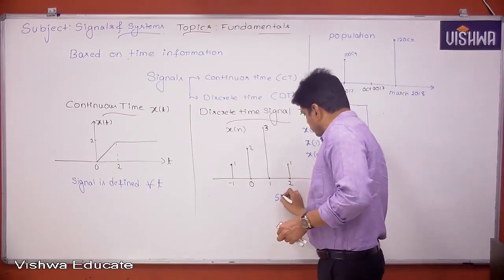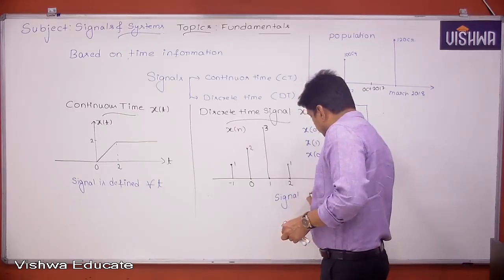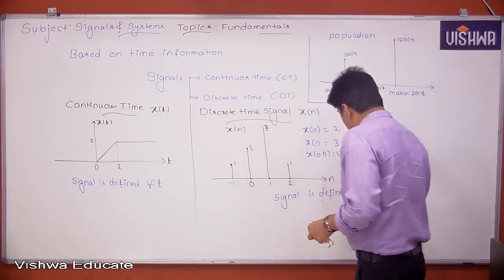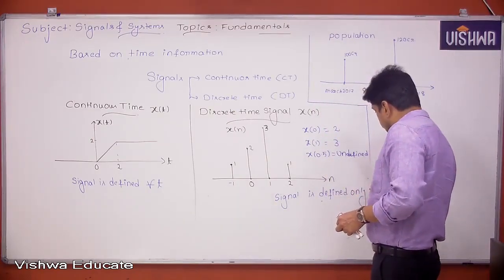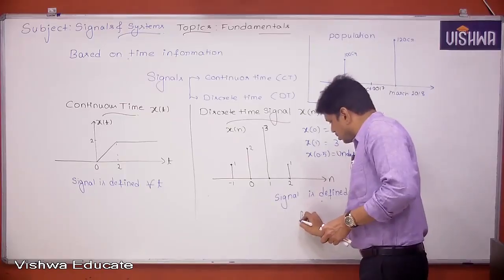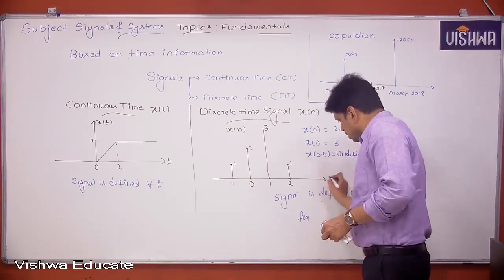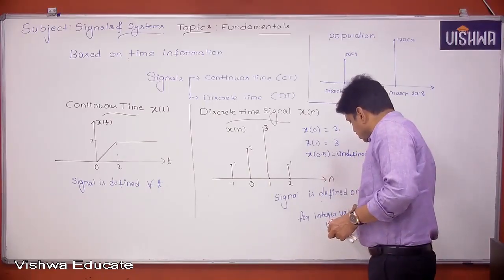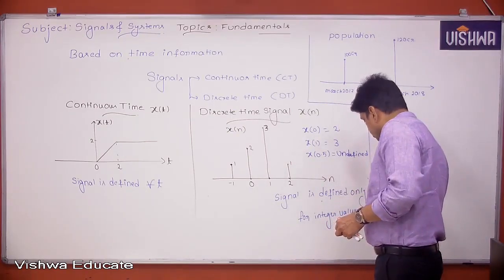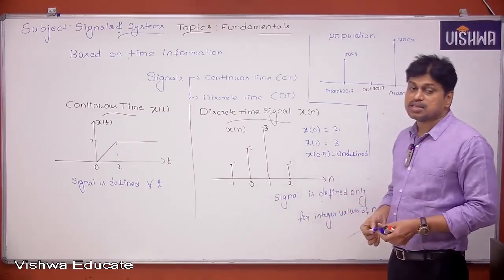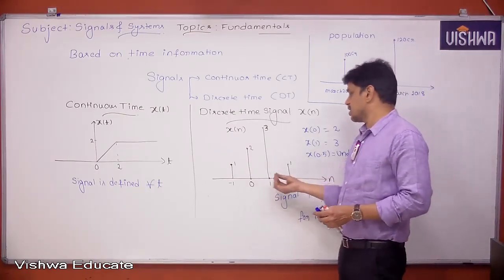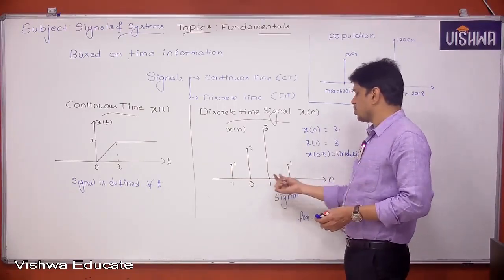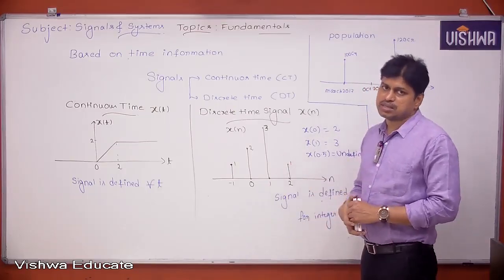That means I can give the discrete time signal definition like this: the signal is defined only for, in this case, integer values of n. It means the time axis is discretized. The time axis is discretized because we are taking only discrete values of time. We are not taking all the instants. I am taking only some instants. Then we can call it a discrete time signal.